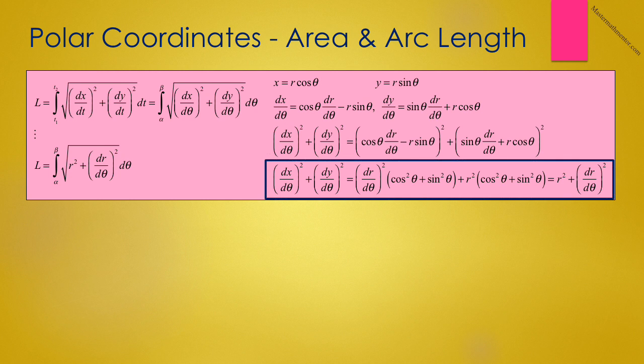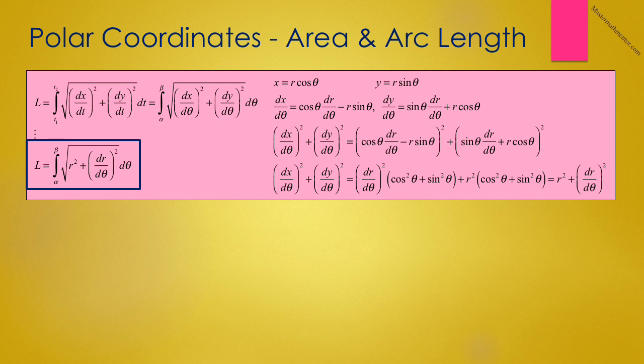Expanding these expressions and then factoring, we get (dx/d theta) squared plus (dy/d theta) squared is equal to (dr/d theta) squared times the quantity cosine squared theta plus sine squared theta, plus r squared times the quantity cosine squared theta plus sine squared theta. And that simply becomes r squared plus (dr/d theta) squared. So our arc length is simply the integral from alpha to beta of the square root of r squared plus (dr/d theta) squared d theta.